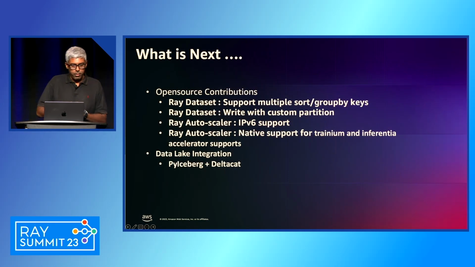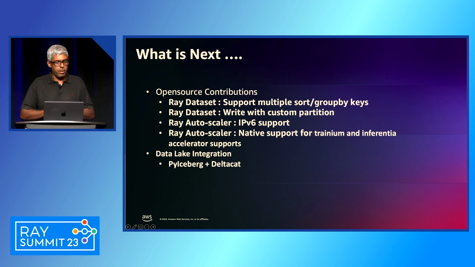So after GA, last but not least, the AWS Glue Ray team spent a good amount of time working with Ray open source, and we started contributing back, mainly in the realm of Ray Dataset. We started looking at enriching Ray Dataset to get it enterprise ready, mainly for data integration. In that realm, we started working on supporting multiple sort and group by in the community, followed by adding custom column partition, where you can write to a custom partition in S3. And we also recently added, or are working towards adding, support for IPv6 as part of the auto scaling.